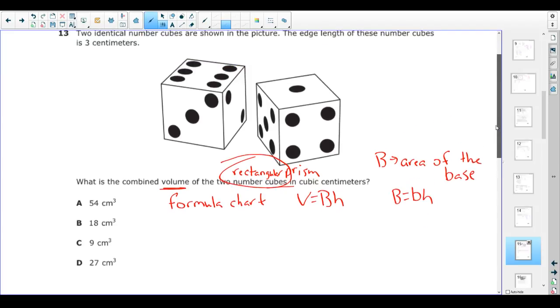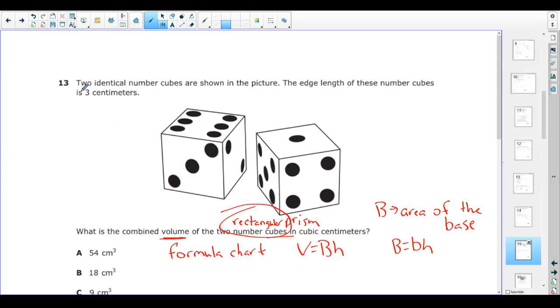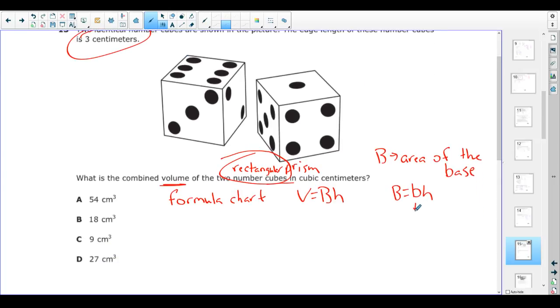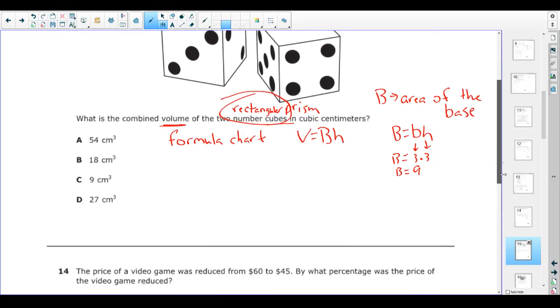But since it's a cube, it makes it a little bit easier because it says that each of our sides is going to be 3. This is just going to be 3 times 3, which gives us an area of 9. Okay. Times the height of the prism, which again, since it's a cube, is also going to be 3, gives us V equals 27 cubic centimeters.